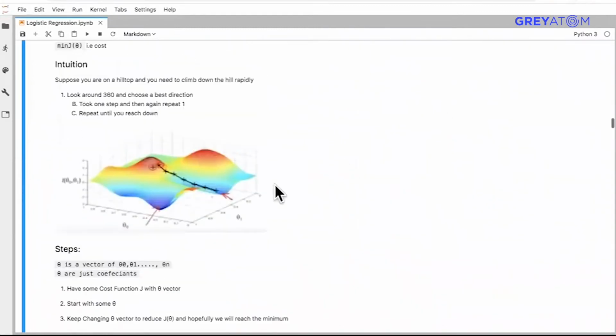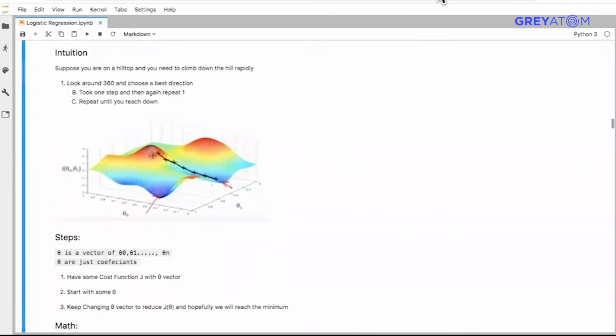So let me just suppose we chose this path, right? Suppose we were on some other part of the hill, or somewhere here. Then every part would have some different theta values. I chose to start over here, so I can end up here. I would have started somewhere here and may have ended somewhere here as well. So it totally depends on where you initialize your theta.